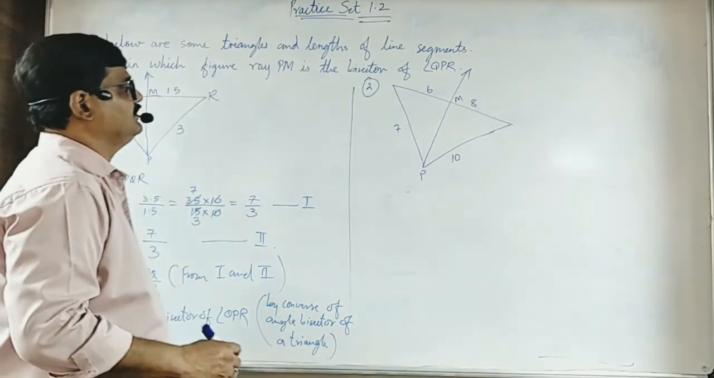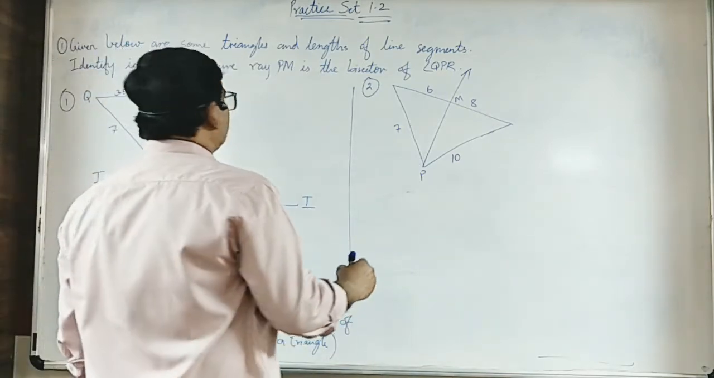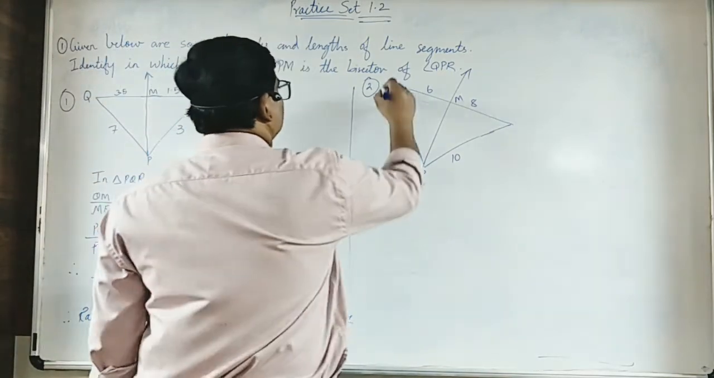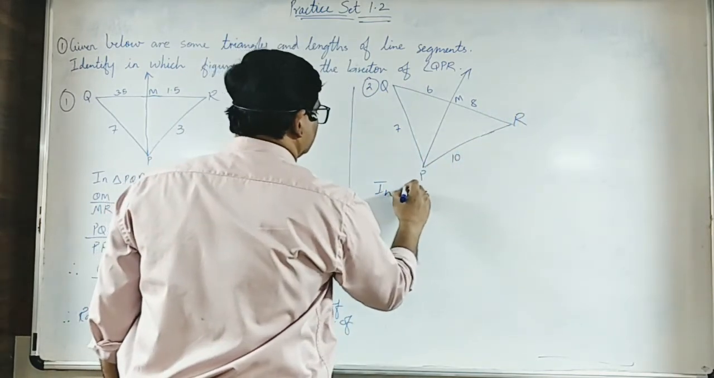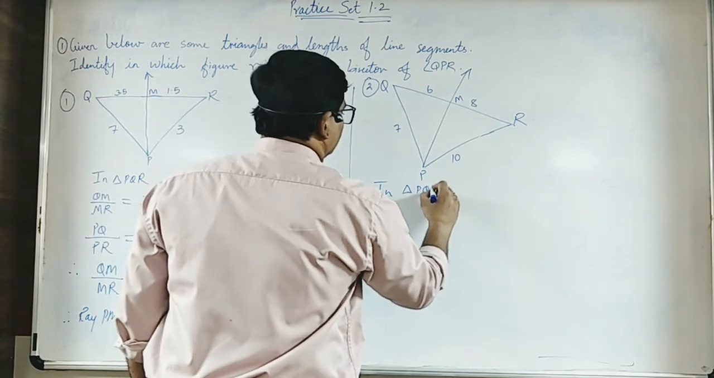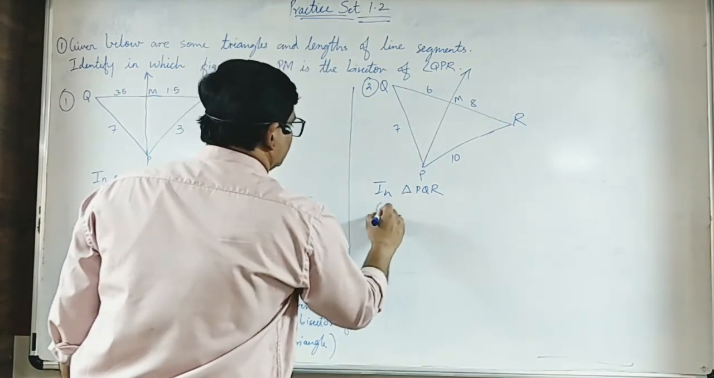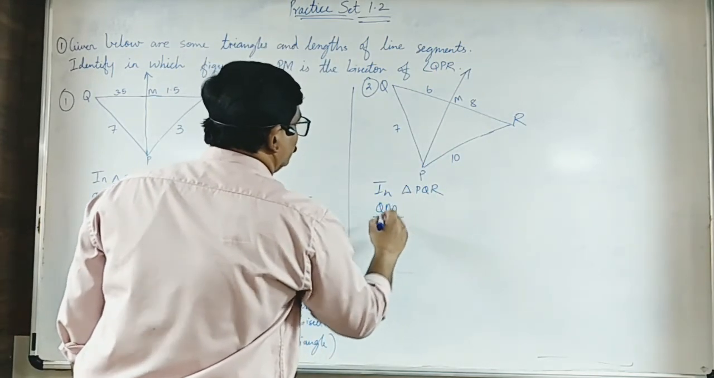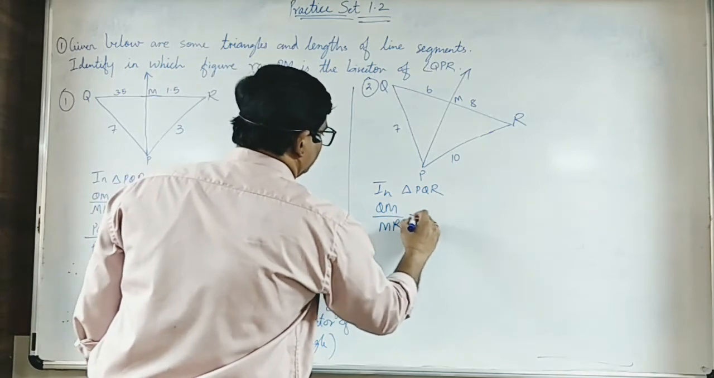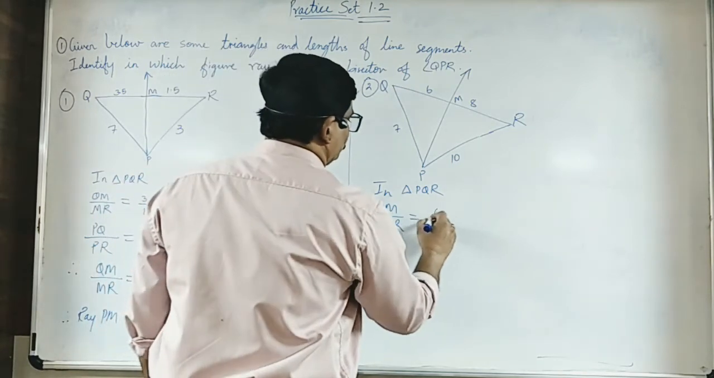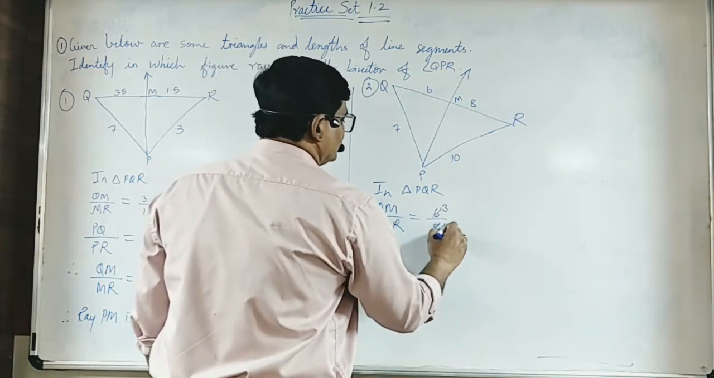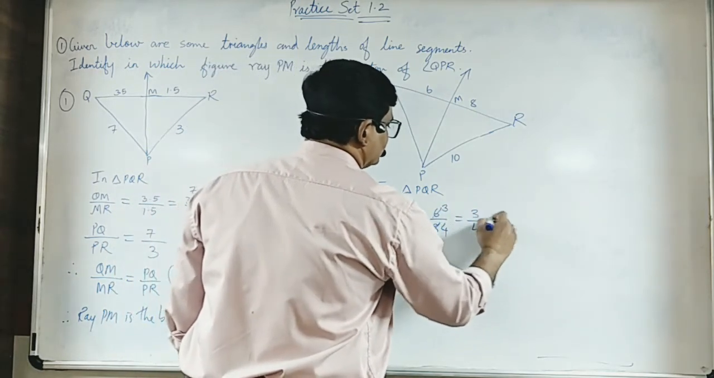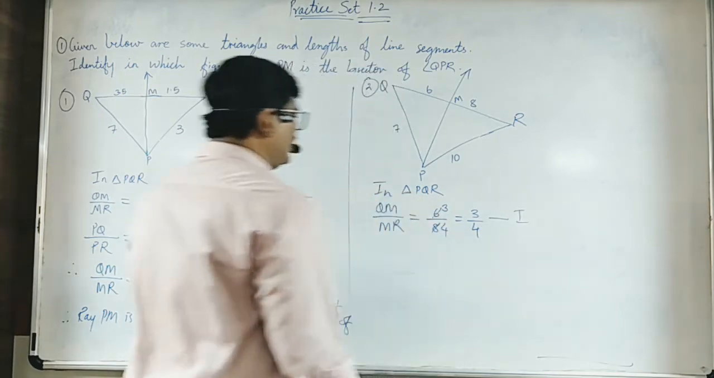Same thing we have to check in this also. So again I'll be going in triangle PQR. Again I'll be checking the ratios. Here in this case QM upon MR. What is the value of QM upon MR? 6 upon 8. 2 threes are 6, 2 fours are 8. So I got 3 upon 4. This is statement number 1.